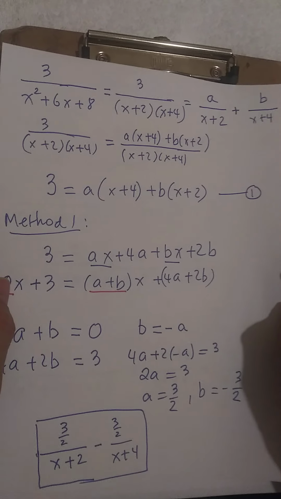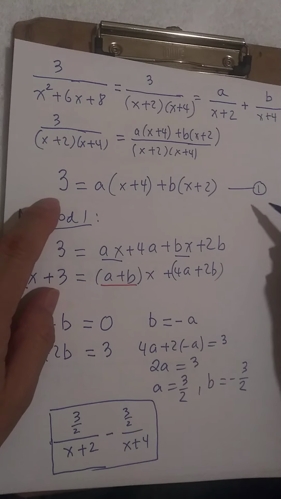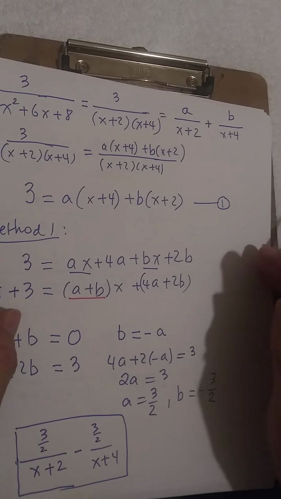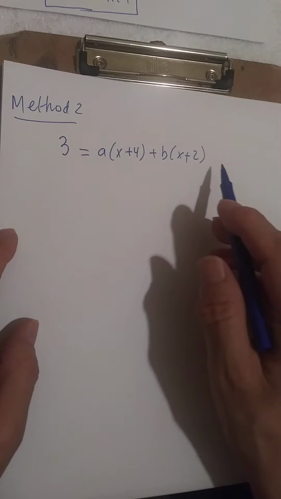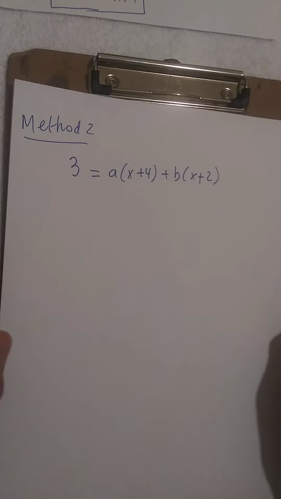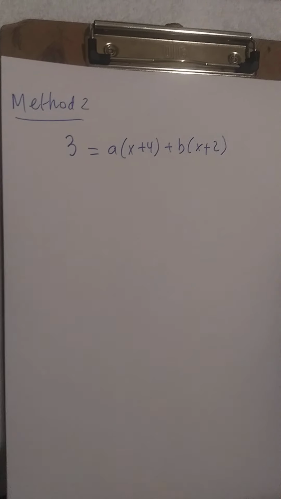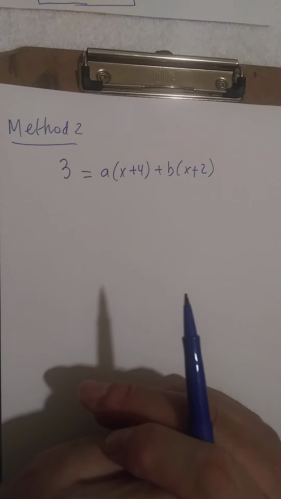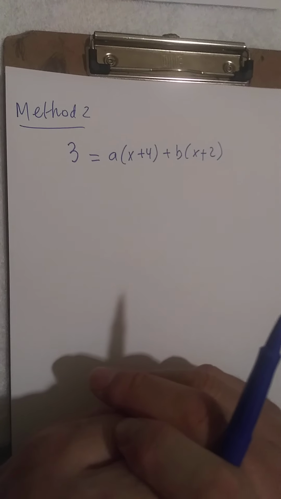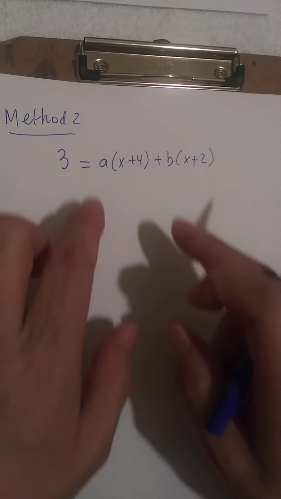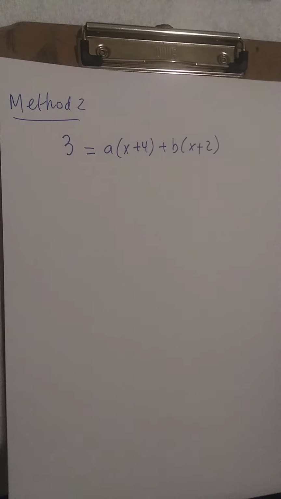Now we're going to go over the second method. So let's go back to equation 1. I rewrote equation 1 here, and it's method 2. In method 2, we know that this has to be true for all values of x. So we pick as many values of x as we have unknowns. We have two unknowns, so we pick two numbers for x.